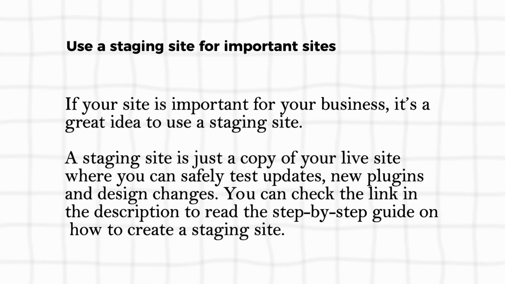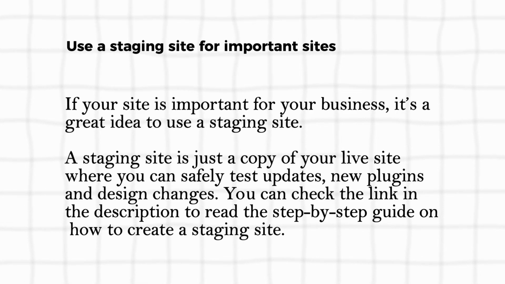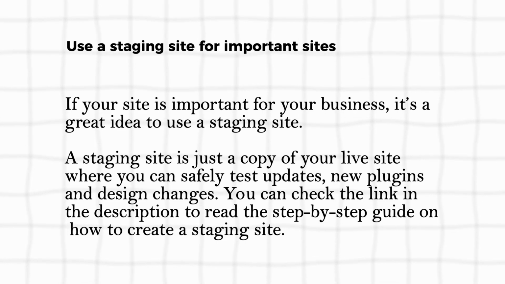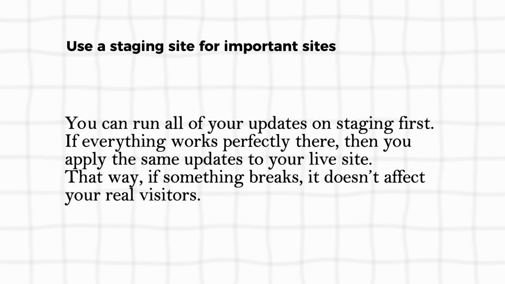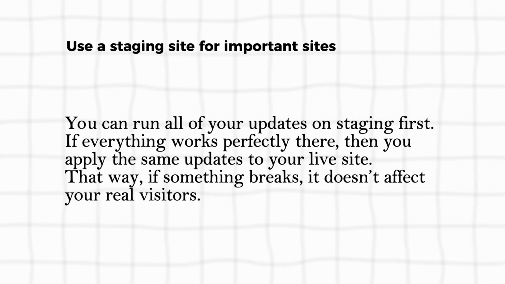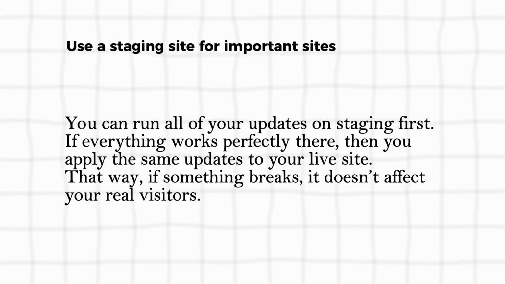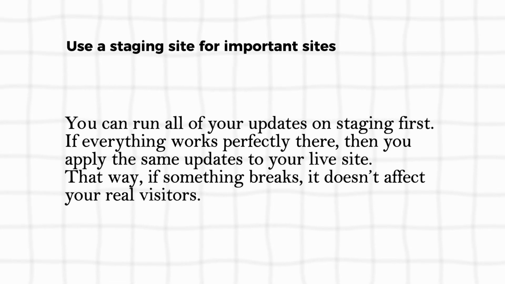4. Use a staging site for important sites. If your site is important for your business, it's a great idea to use a staging site. A staging site is just a copy of your live site where you can safely test updates, new plugins, and design changes. You can check the link in the description to read the step-by-step guide on how to create a staging site. You can run all of your updates on staging first. If everything works perfectly there, then you apply the same updates to your live site. That way, if something breaks, it doesn't affect your real visitors.